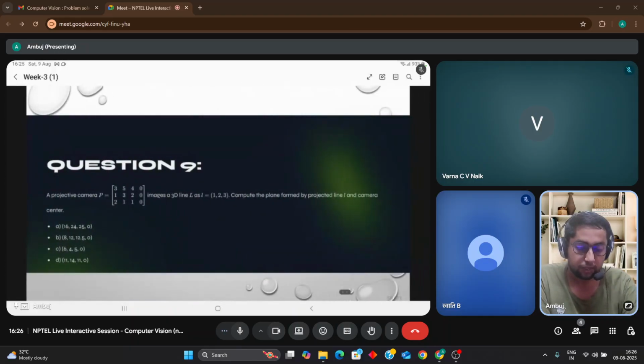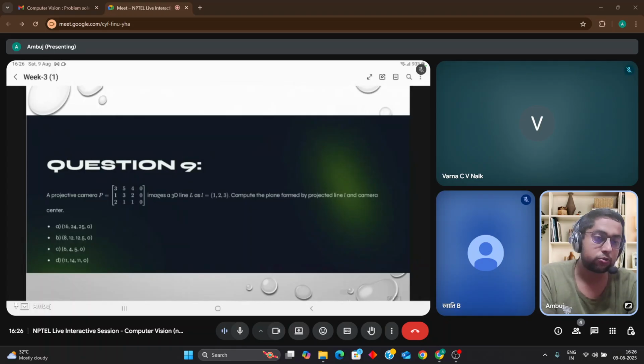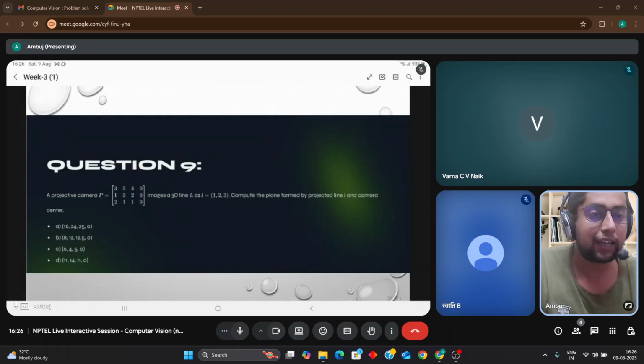Coming to the next question: a projective camera P has been given to you as (3, 5, 4, 0; 1, 3, 2, 0; 2, 1, 1, 0). It images a 3D line, which has been given to you as L = (1, 2, 3). Now compute the plane formed by the projected line L and the camera center.